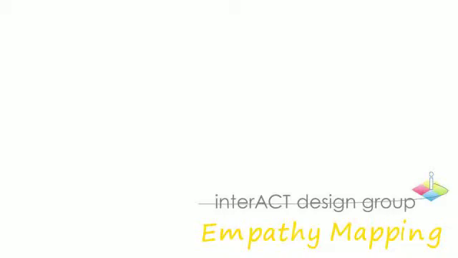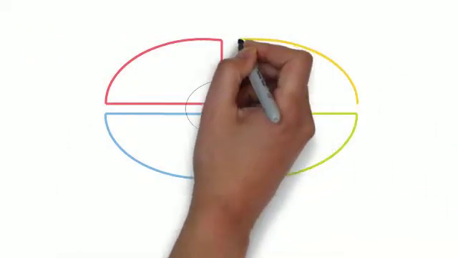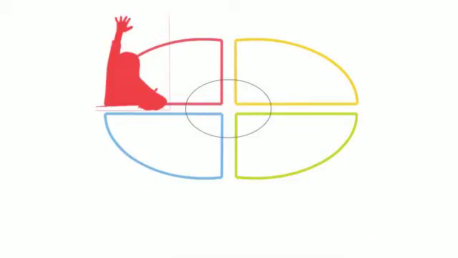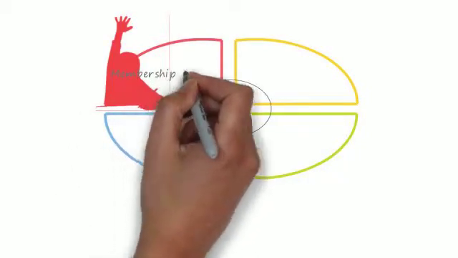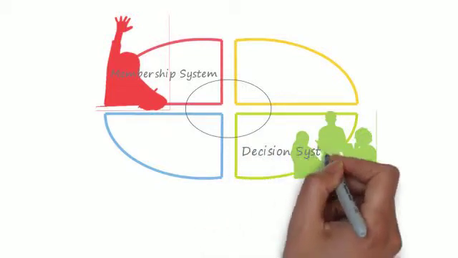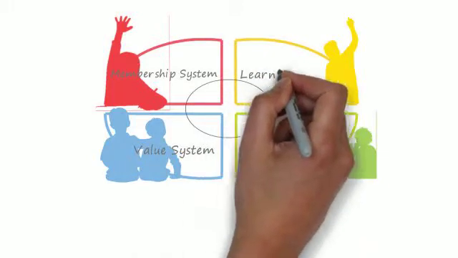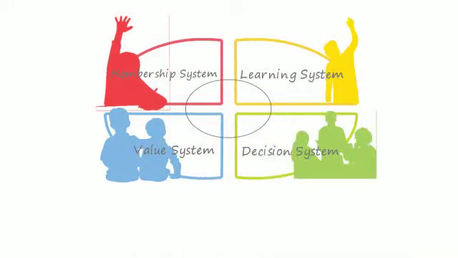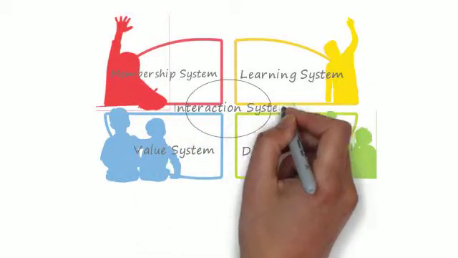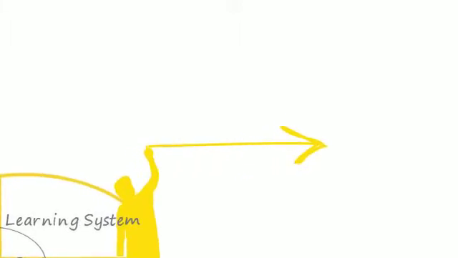Let's begin by getting oriented on the system map. We said in an earlier session that our organization is comprised of 5 systems. A membership system for meeting the needs of all of our stakeholders, a system for making decisions, a value system that informs the culture, and a learning system to generate and distribute knowledge. There is also a system of interactions that supports the other 4. Our focus today, empathy mapping, is part of the learning system.